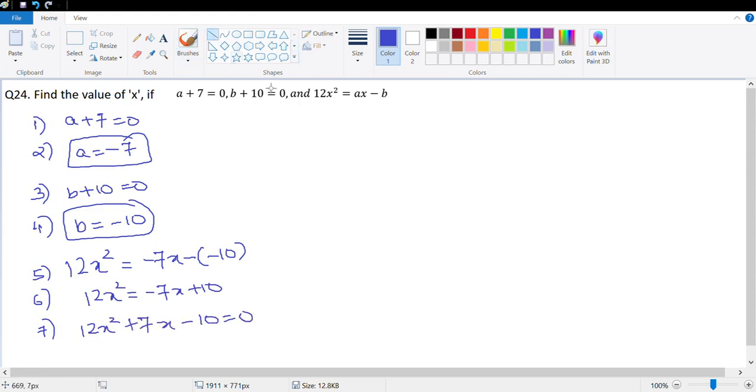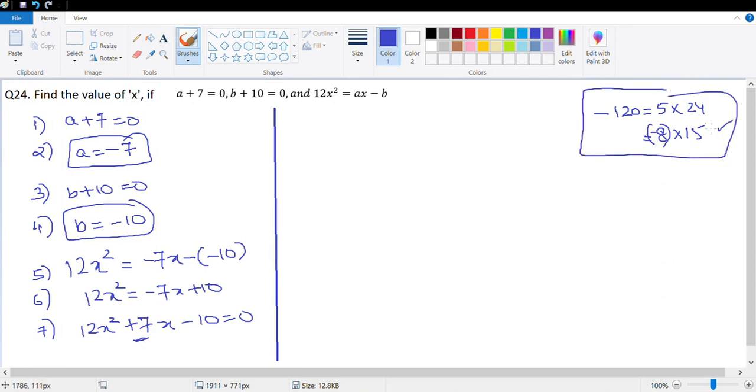So here we need to find the factors of 12 into 10, that's 120, the sum of which should be equal to 7. So 120 would be 5 into 24. No, so I need to go much bigger. 10 into 12, no, less than that. So that would be 8 into 15. Yes, 8 into 15 would be 120, but I need not 120, I need negative 120, which means I want positive 7x, which means the positive number would be the bigger one. So this is negative 8 into 15. So that's our answer, negative 8 into 15. So let's split 7x as negative 8x plus 15x. And this is negative 10.